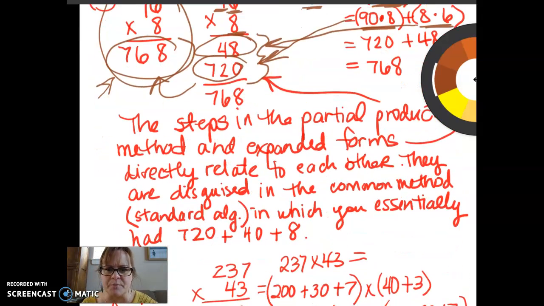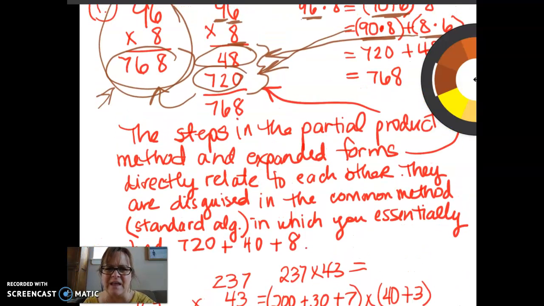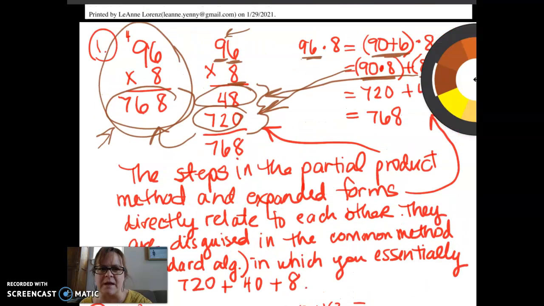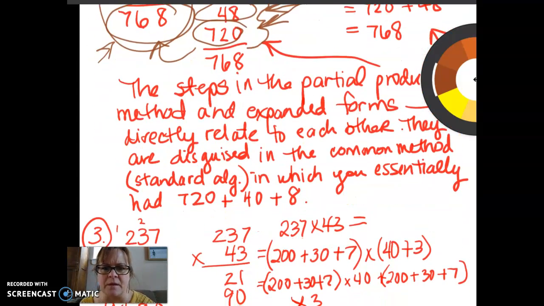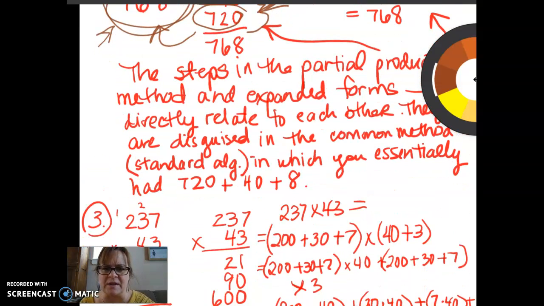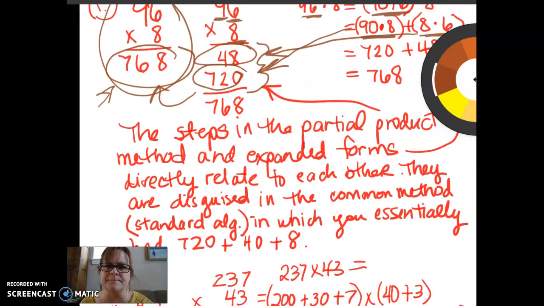So the steps in the partial product method and the expanded form directly relate to each other. They're disguised in the common method because they're really combined, but they're still in there. They're just disguised in that standard algorithm. So we essentially had 720 plus 40 plus 8.